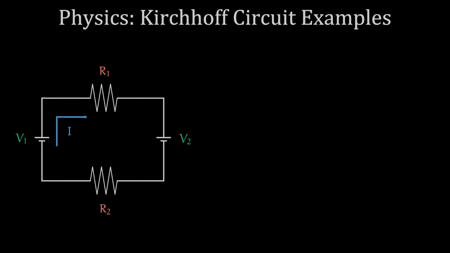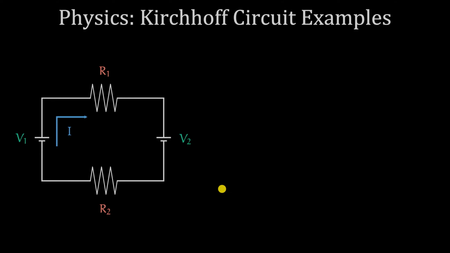Here we have two batteries as voltage sources V1 and V2, and two resistors labeled R1 and R2. I've chosen the direction of presumed current, not knowing the actual voltage supply of each battery. It is entirely possible that I've drawn the current in the wrong direction, but as long as we're consistent with our math and signs, it won't matter.